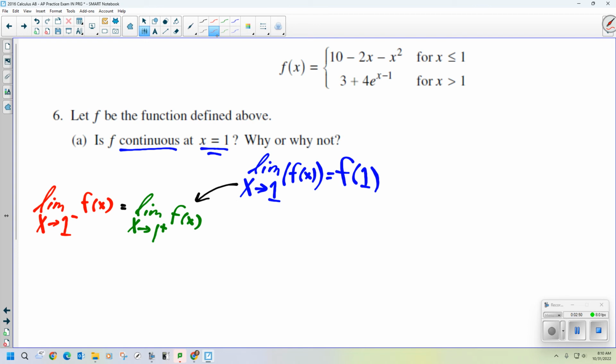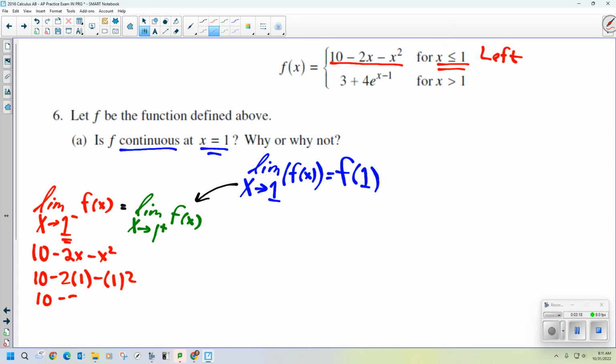The left side is any time my x value is less than 1. So I'm going to use this function right here. And of course, the easiest way to solve limits, if we can, is to just plug in. So I've got 10 minus 2x minus x squared at a point where x is 1. So I get 10 minus 2 times 1 minus 1 squared, which is 10 minus 2 minus 1, which is 7. This function approaches a value of 7 as I approach 1 from the left side.